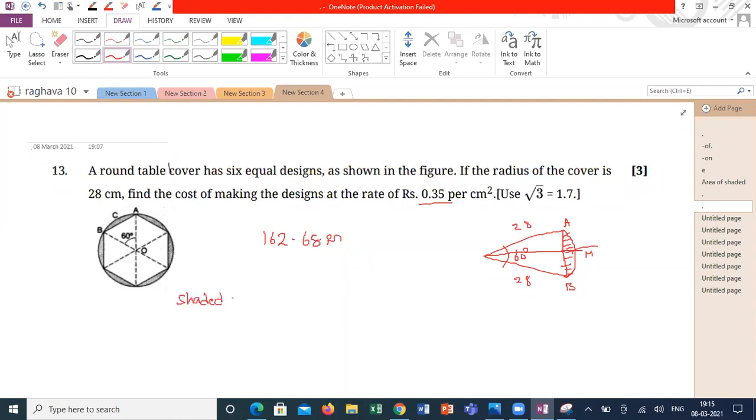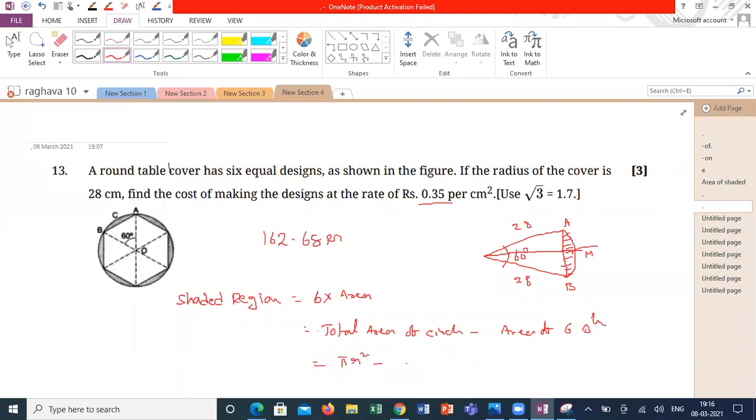The shaded region, sir. One part, only one part. Sir, I didn't do it as one part. I took the formula for the shaded region minus the area of the sector. I didn't separately find the area of one shaded region and the area of the sector. I just took the total area of the circle minus the area of the 6 triangles, correct?